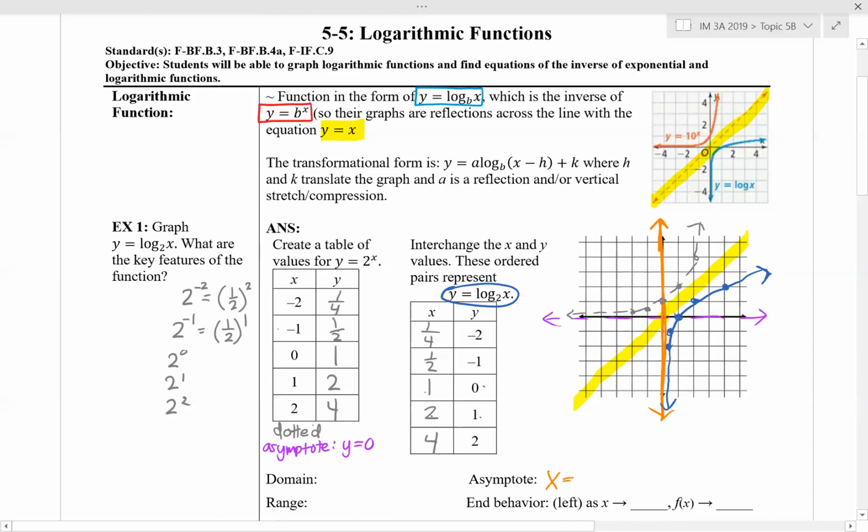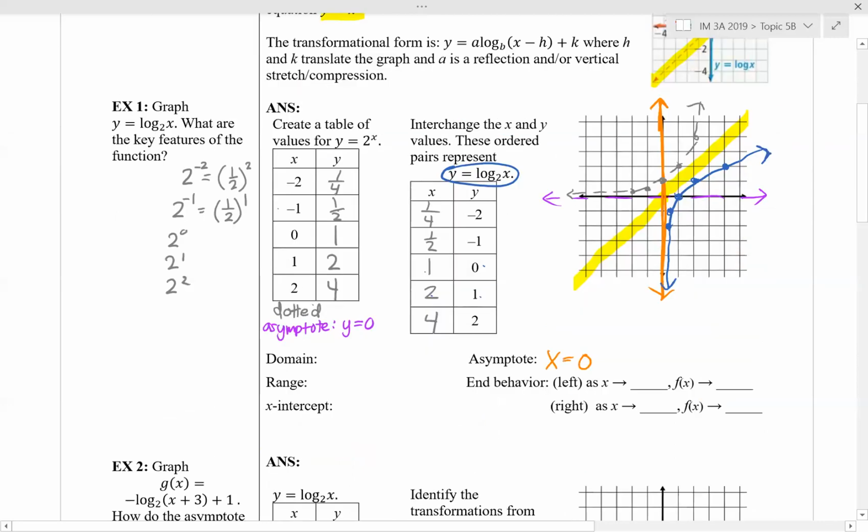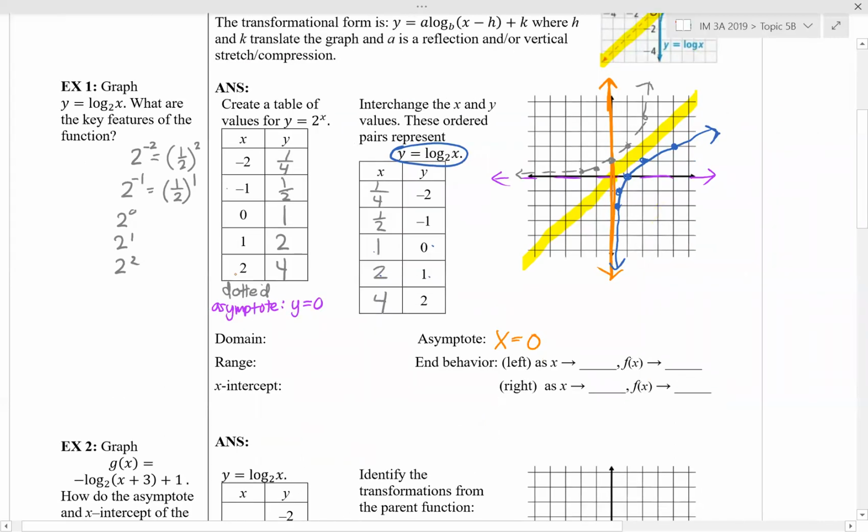So if we think about what happens when I'm graphing an inverse, I switch everything to x and y. So the original asymptote was at y equals 0. If I switch x and y, that becomes x equals 0. So the blue and orange graph represents the graph of log base 2 of x.